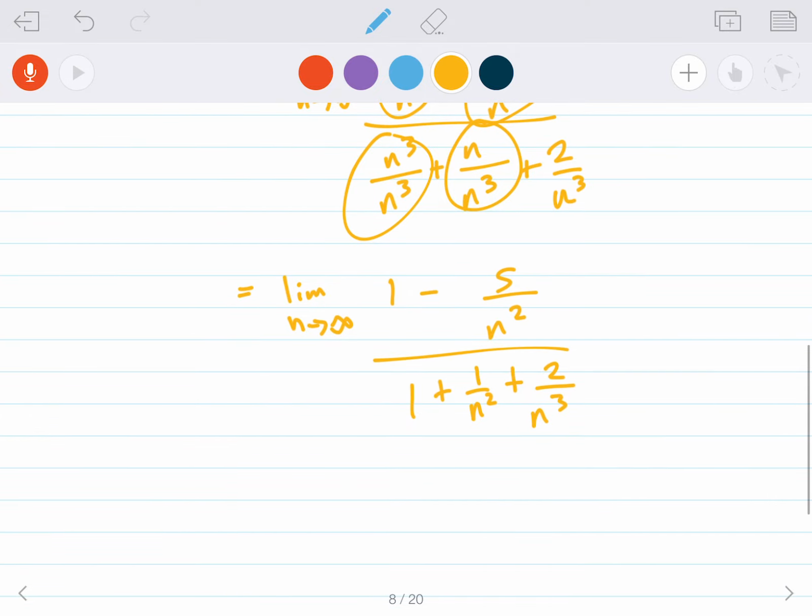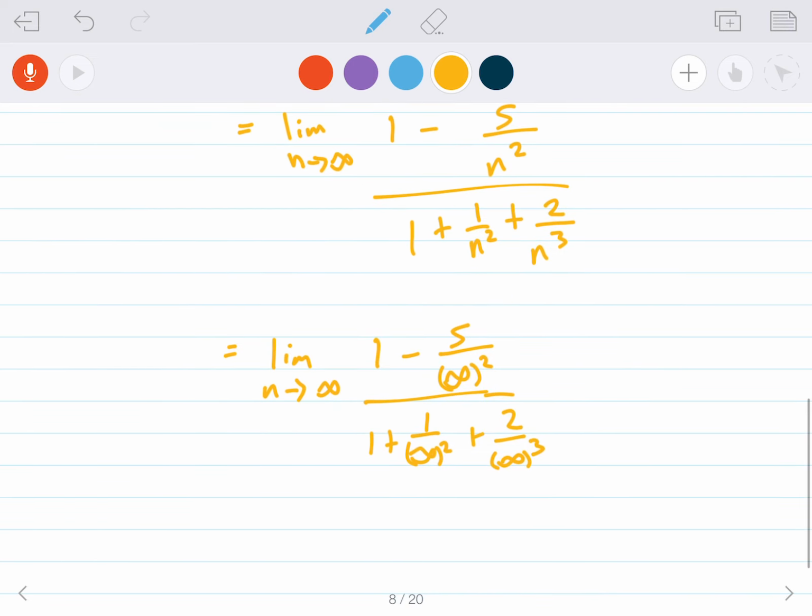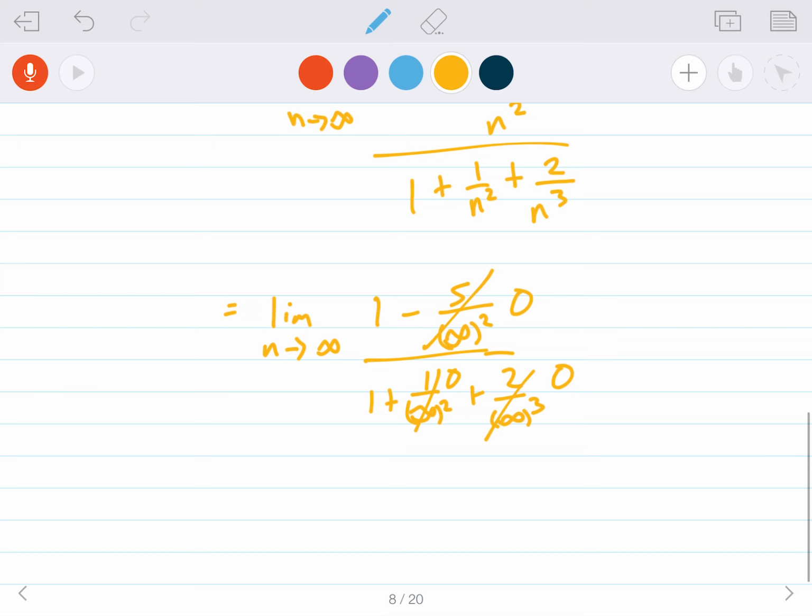Okay? Now, once we plug in infinity here, what we end up getting is something nice. So we get 1 minus 5 over infinity squared, over 1 plus 1 over infinity squared plus 2 over infinity cubed. Now we know for sure that 5 over a huge number goes to 0, 1 over a huge number goes to 0, 2 over a huge number goes to 0. And so we're simply left with 1 minus 0 over 1 plus 0, that's just equal to 1. So this is our C value.